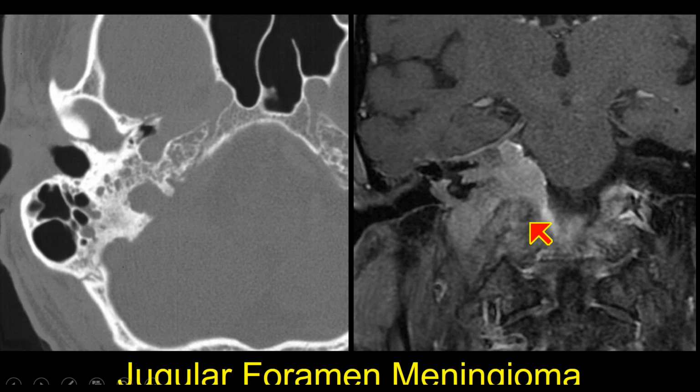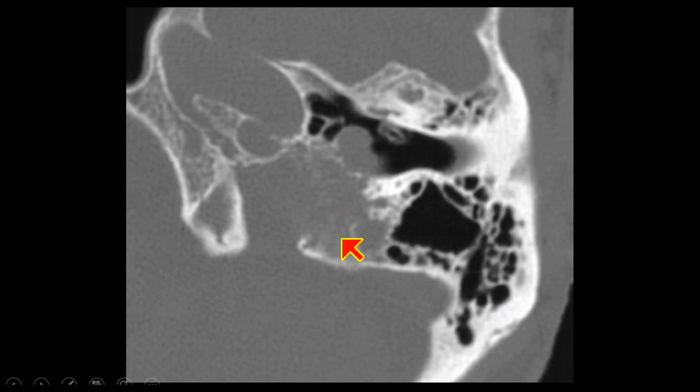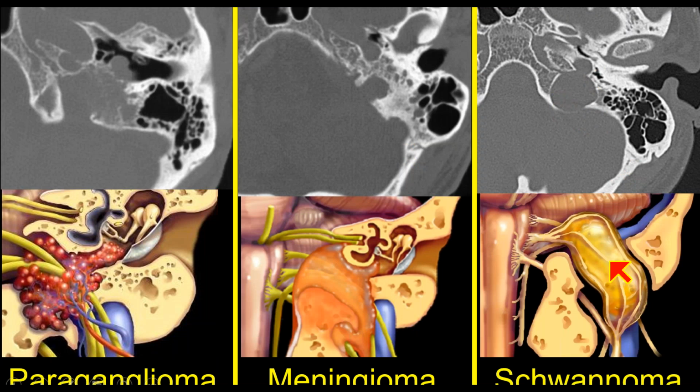So we want to think about all these issues. What are the osseous changes? What is the vector of spread? And what are the MR imaging characteristics of all of these lesions? So if I see a permeative destructive change with decreased density to the bone at the jugular foramen, I know that that's great for a paraganglioma. If I see increased density to the bone, I know that that's great for a meningioma. And if I see smooth scalloped margins, I know that's great for a schwannoma.